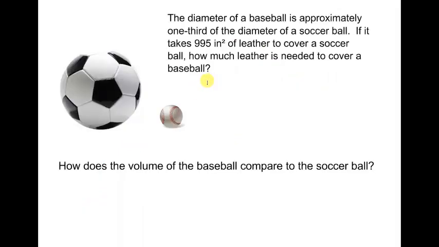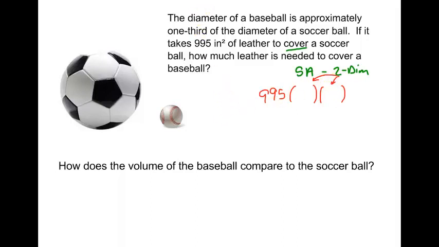With balls, the same thing applies. Here we have the diameter of a baseball is approximately 1/3 the size of the diameter of a soccer ball. If it takes 995 square inches of leather to cover a soccer ball, how much leather is needed to cover the baseball? If we're covering the soccer ball, then of course that's the surface area, which is a two-dimensional question. So I'm going to write down my current surface area for the soccer ball. The soccer ball takes 995 square inches of leather, and then I'm going to multiply by 2 scale factors. 2 dimensions, 2 scale factors.